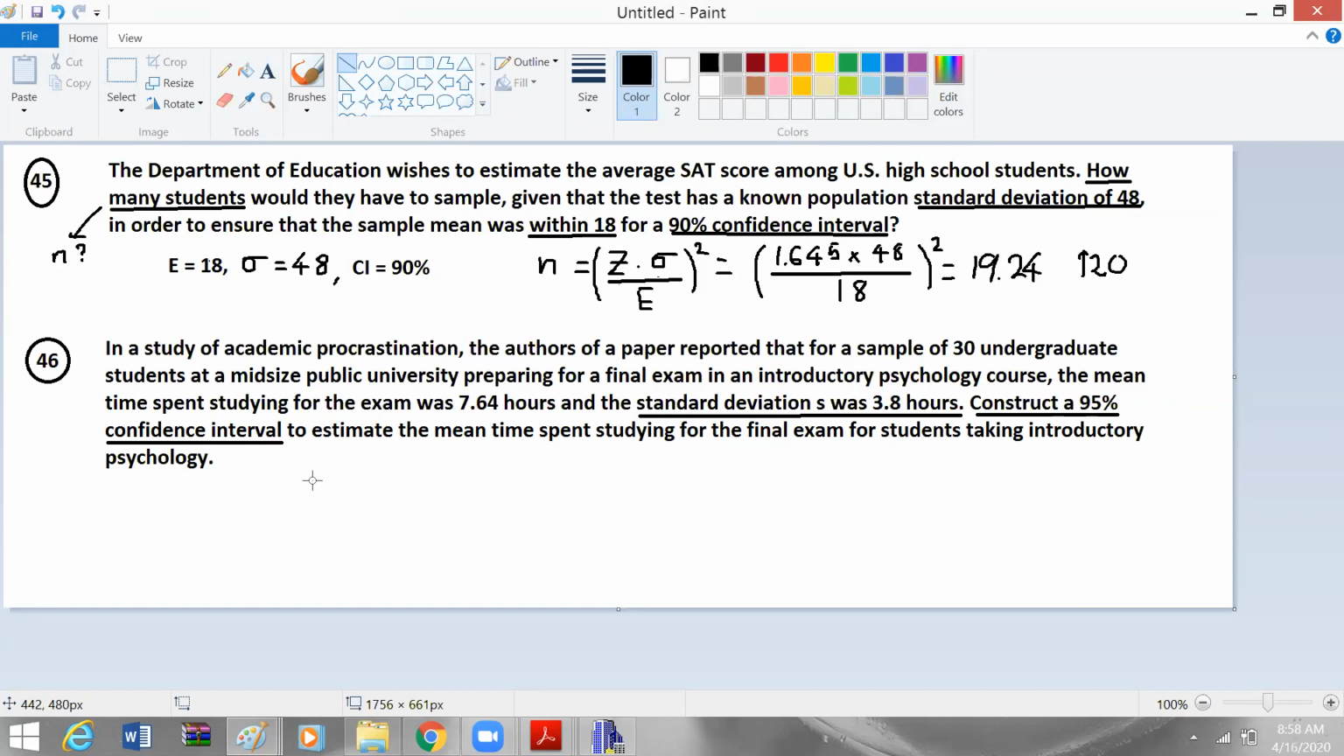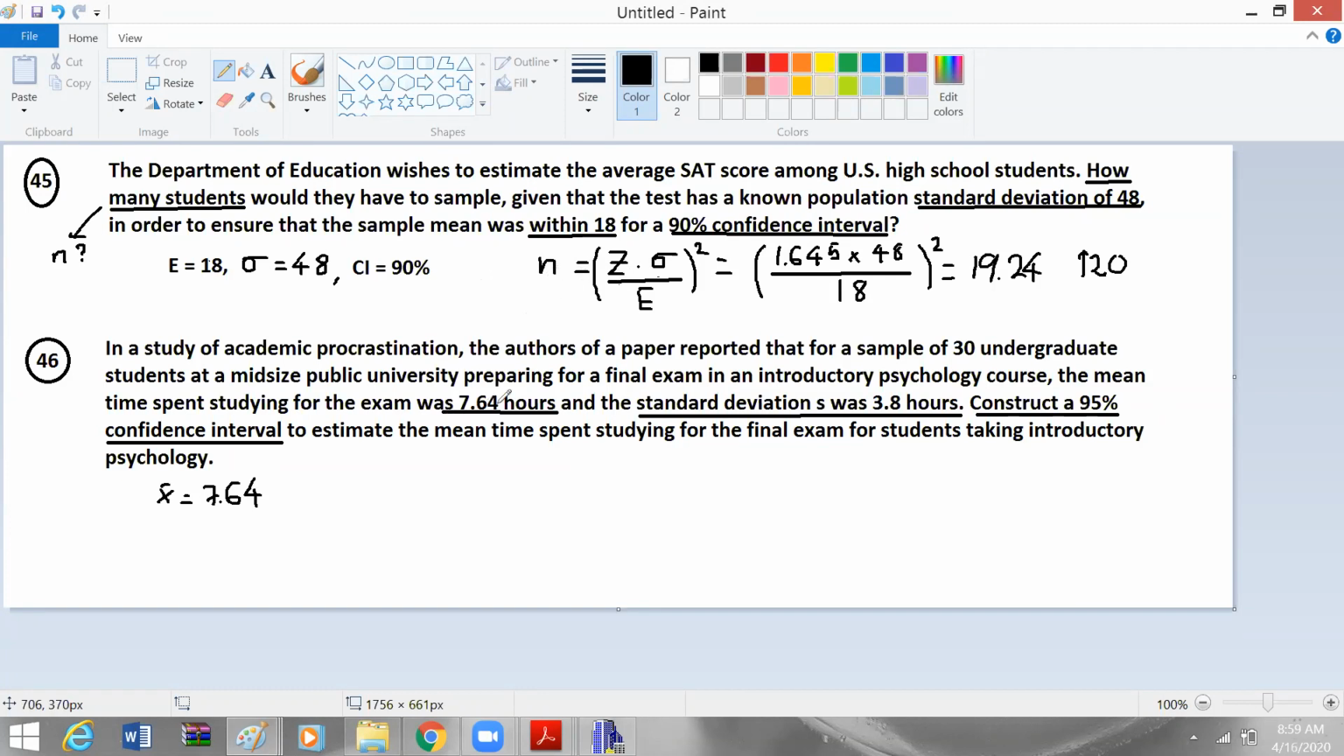The questions regarding looking for the sample size, so let's say how many students, look for N, the question doesn't give us the X bar. Remember, it doesn't give us the average, okay? So in this question, this value is 7.64. So what is that? This is the mean time spent studying for the exam, 7.64. So this will be the X bar equal to 7.64. So this question gives us the X bar. Question number 45 doesn't give us that. We don't need X bar to look for the N.